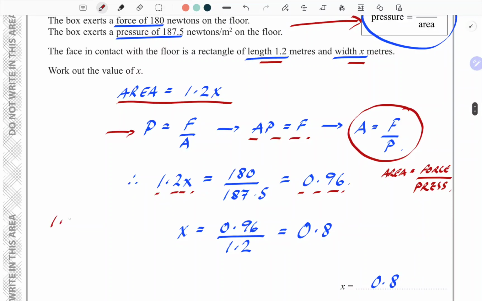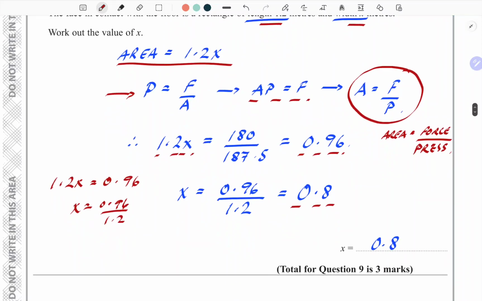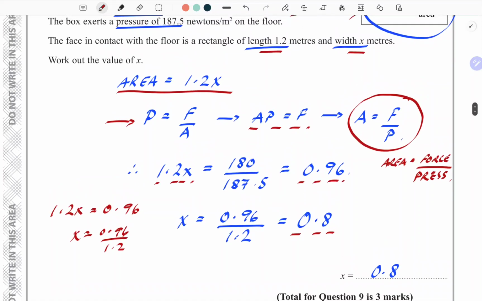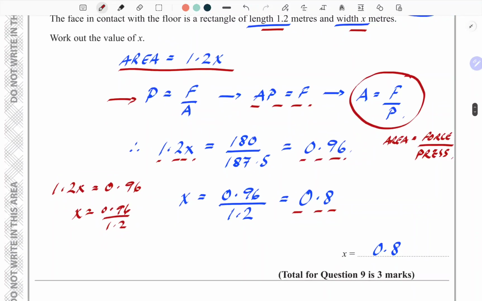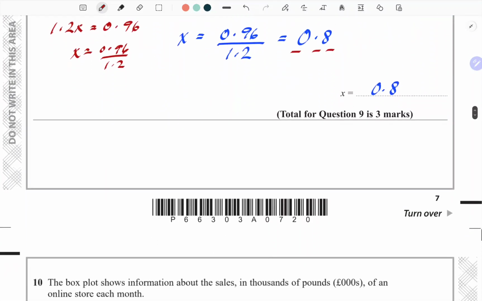So very simply, we've got 1.2x equals 0.96, and so x equals 0.96 over 1.2, etc. And that gives us an answer of 0.8. So x is 0.8, and they haven't bothered putting the meters sign, but that would be meters. That's already understood.